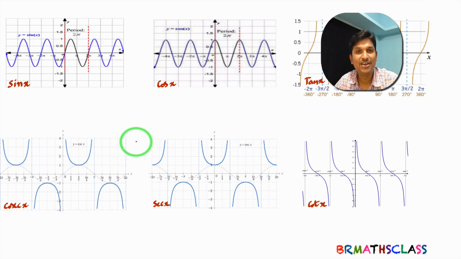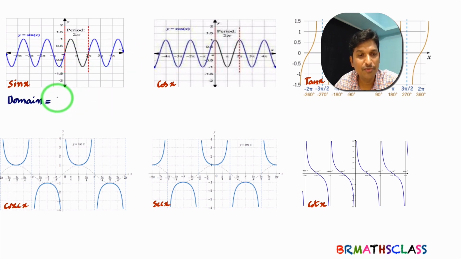Now we will learn domain, range and graphs of trigonometric functions. You see the graph and you tell the domain of this. You observe the x-axis. It is defined everywhere on the x-axis. That means the domain of the function is all real numbers. Okay, and what about range?